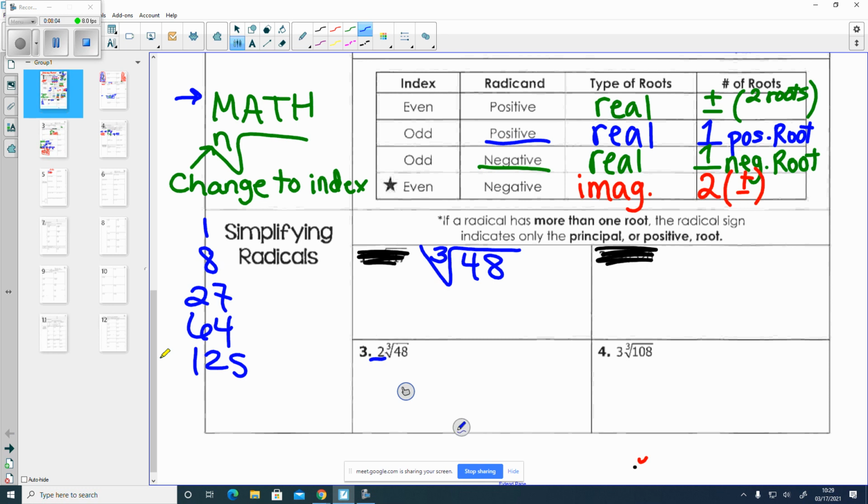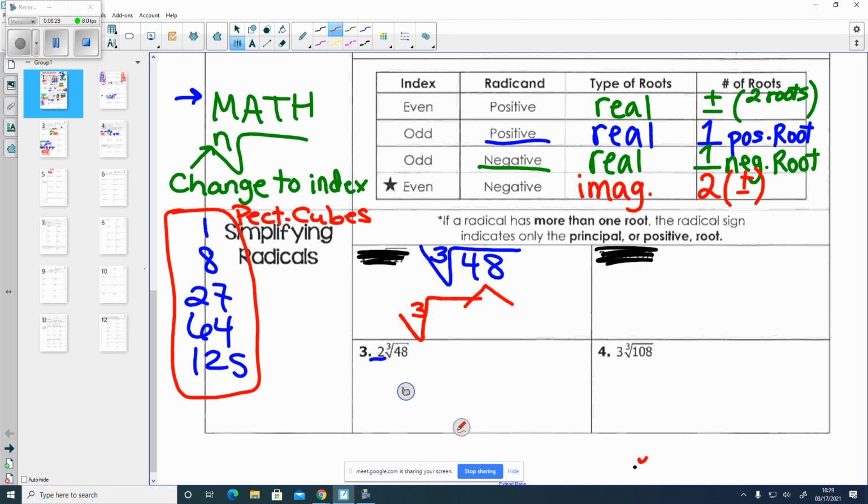Okay, so now here are the perfect cubes. This is always good to have, guys, when you're taking a quiz or a test. Because when I'm simplifying, I'm still going to do the factor tree, just like I did earlier. I want one of these to be one of the perfect cubes, and the other one doesn't matter. So what number times what number gives me 48, where one of them is in this list?